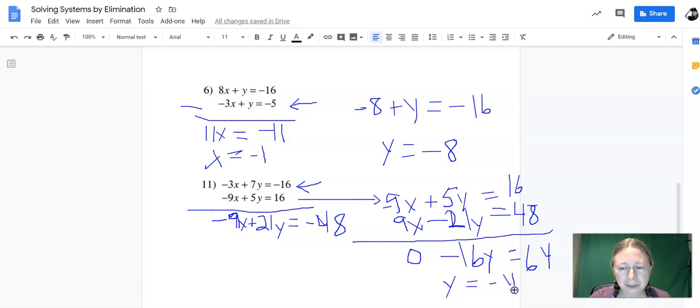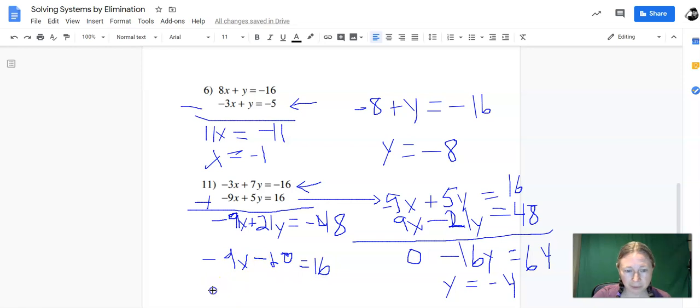These drawing tools are a little bit slow, but that's okay. All right, so y is -4. So you take that -4 and plug it back into one of the original equations to find out what x is. So we could plug it into maybe this one here. So -9x, 5 times -4 is -20, equals 16. I'm starting to have trouble with the drawing tools catching up.